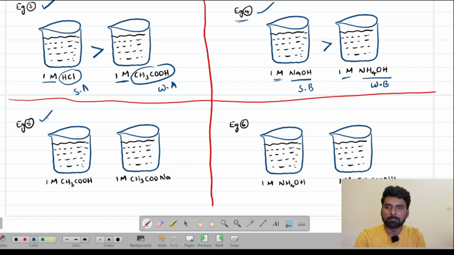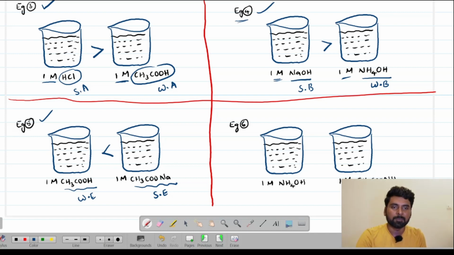Now take this 5th example. Acetic acid 1M, sodium acetate 1M. Out of these two, which is the strong electrolyte? Acetic acid is a weak electrolyte compared to its corresponding salt, sodium acetate. So this is the strong electrolyte, this is the weak electrolyte. Based on that, the second beaker has more conductance than the first beaker. That depends upon the number of ions. Always, strong electrolytes produce more ions.